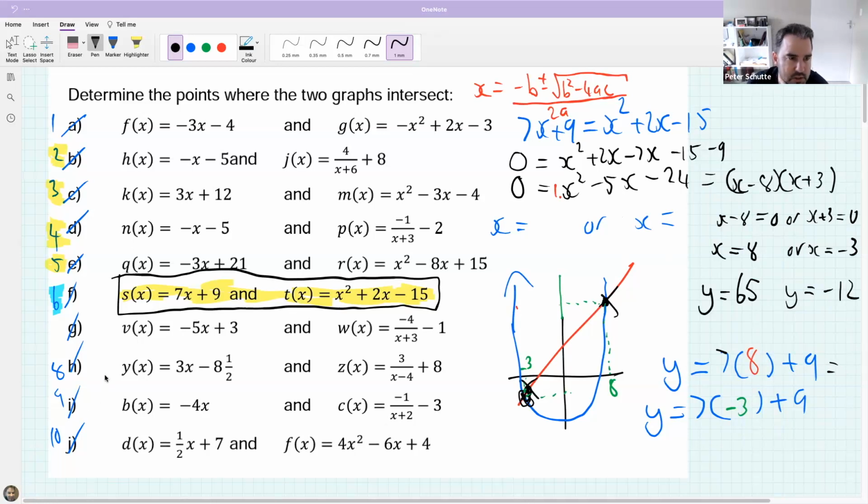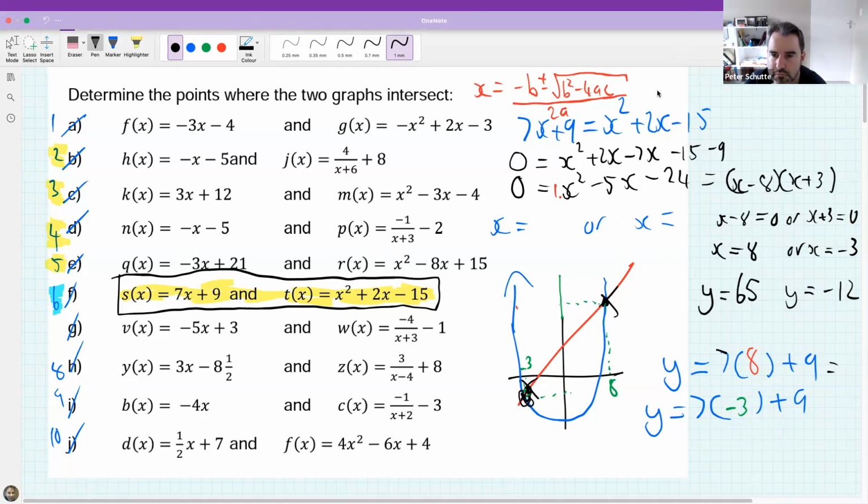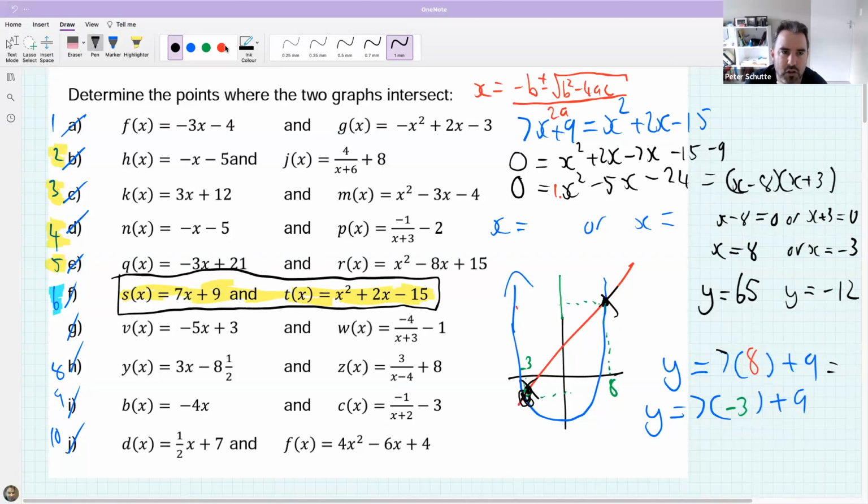Does seem rather large, but let's make sure I haven't made any silly mistakes. So x minus 8, x plus 3, x squared plus 3x minus 8x, that's fine. x is 8 and x is minus 3 is fine. And that's 7x plus 9. Yeah, so that looks good to me. Give me a thumbs up if you agree with me, and a thumbs down if you disagree. So this over here should be 8, and this over here should be minus 3.